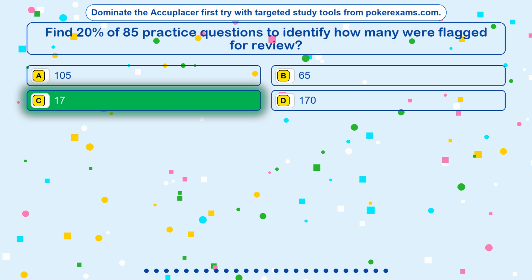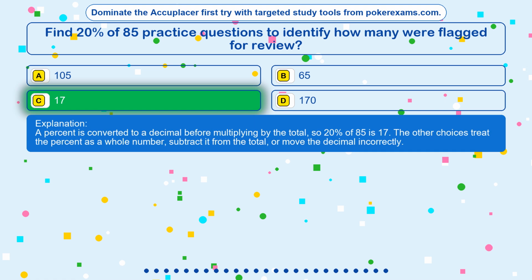The correct answer is option C, 17. A percent is converted to a decimal before multiplying by the total, so 20% of 85 is 17. The other choices treat the percent as a whole number, subtract it from the total, or move the decimal incorrectly.